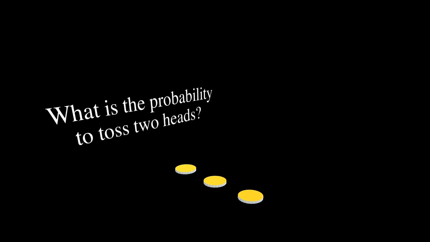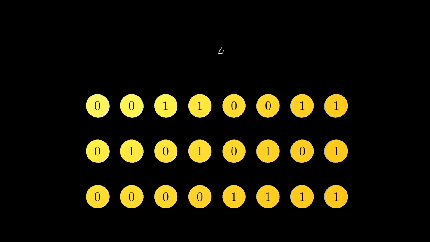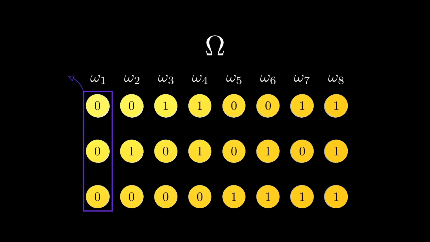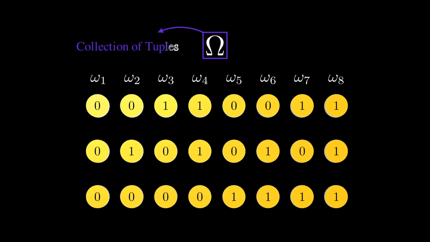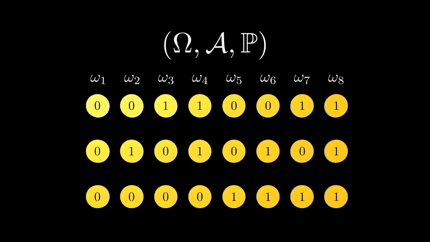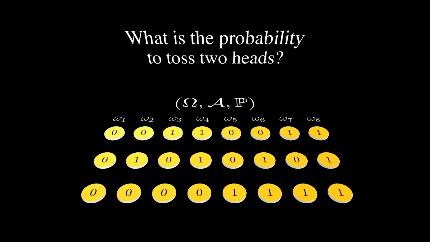Let's say you are tossing 3 fair coins and you are interested in the probability to toss 2 heads. We already know that the sample space consists of all possible tuples of length 3, where each element can take the values 0 or 1. But that means that our sigma algebra, which consists of subsets of omega, also consists of subsets of such tuples. Accordingly, our probability measure P can only assign probabilities to subsets of tuples of length 3. But this is not what we are interested in.